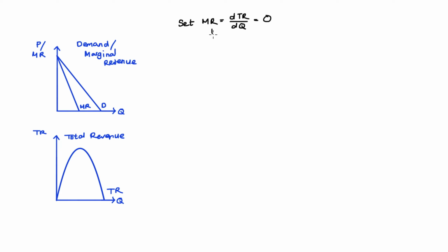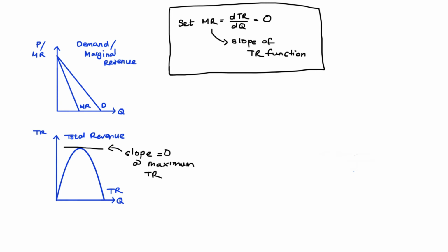And the way this works is that marginal revenue is actually equal to the slope of our total revenue function. If we have a look at our bottom diagram here, we can see that the slope of our total revenue function is initially positive, but it does get flatter. The slope is exactly flat at the maximum, and then it becomes negative. So at that peak point that we want to find, that's exactly where the slope of our total revenue function is equal to 0.